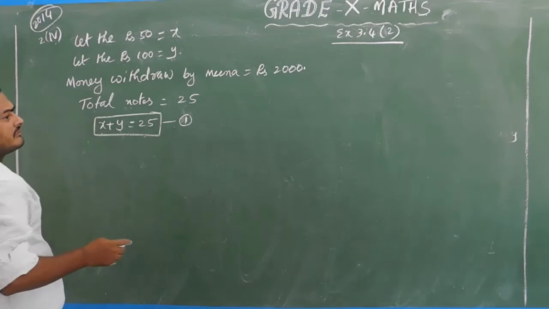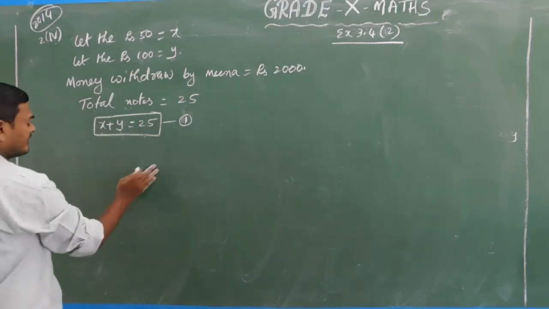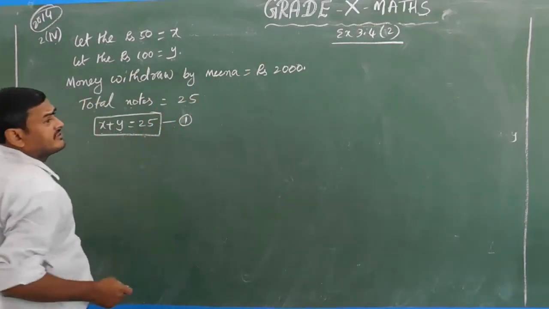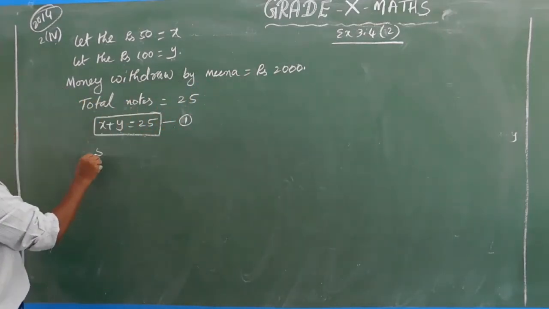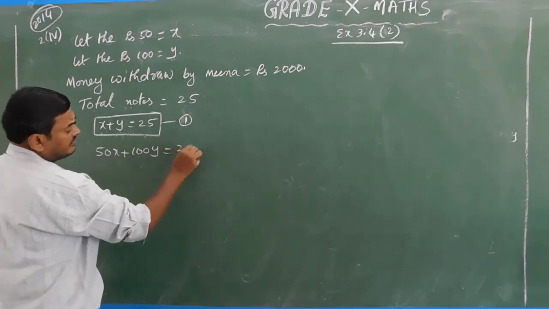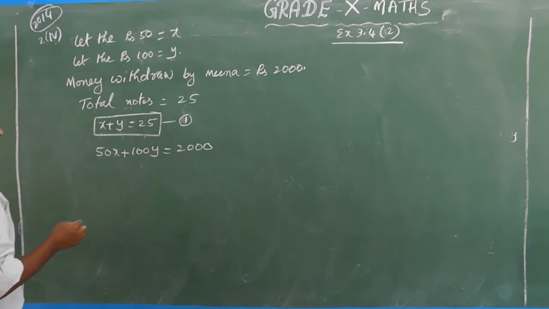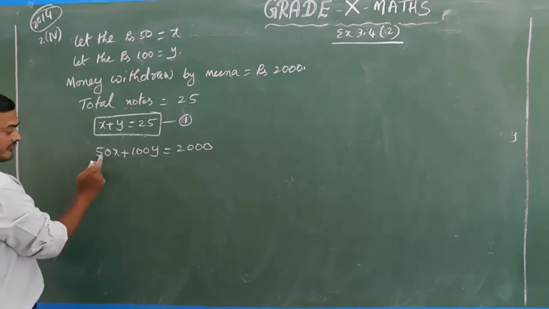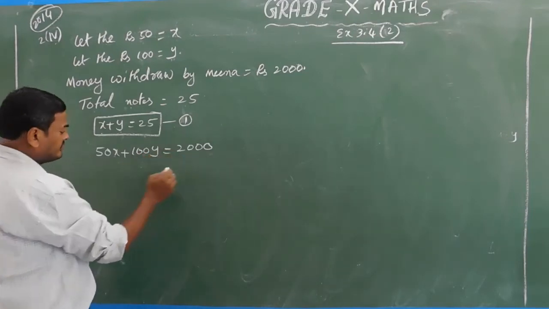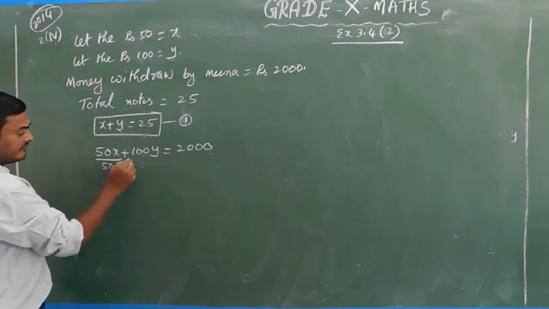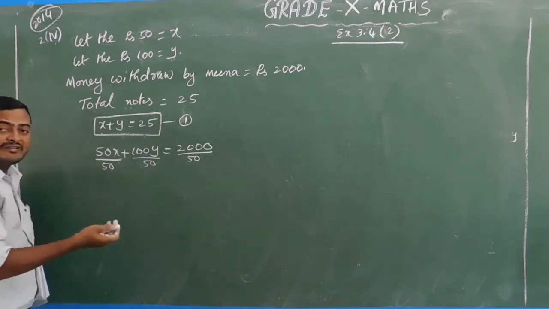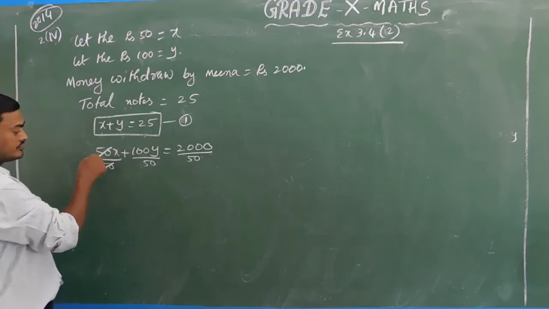This is equation number 1. So how much money did she receive? 2000 rupees. That means 50x plus 100y equals 2000. Now every term is divided by 50. Why am I dividing like this? For easy calculation. Now the zeros cancel.